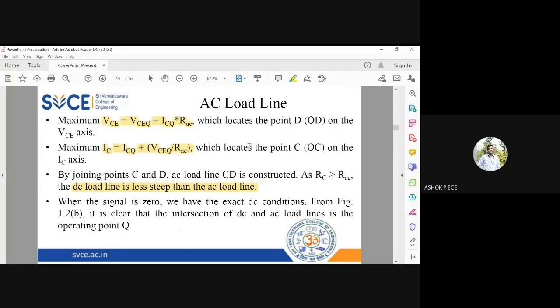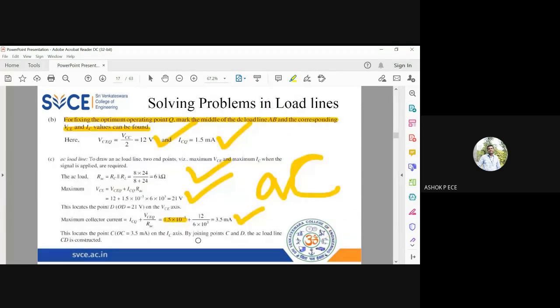Okay, so any doubt in this problem in the part C? Any doubt in the AC load line in this problem? Are things clear? Are things easy for you? Just one equation you have to remember. What is that equation? VCC equal to VCE plus IC into RC. That equation will completely solve the problem in a very simple way.